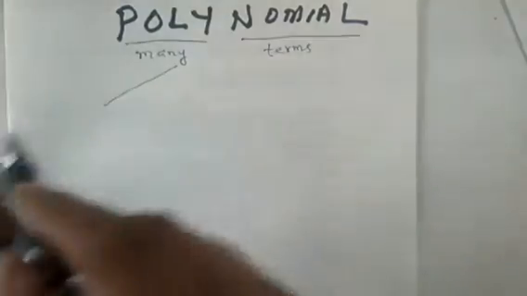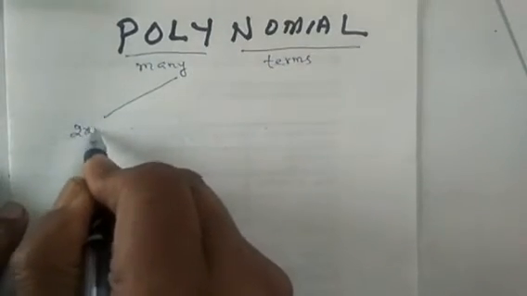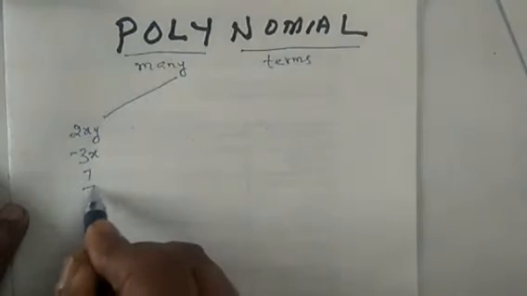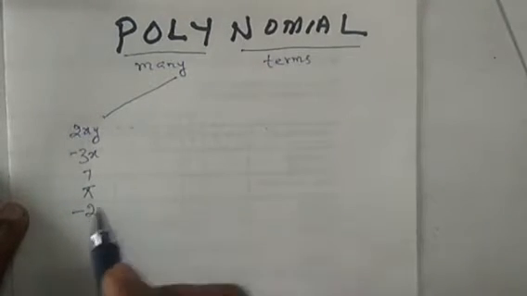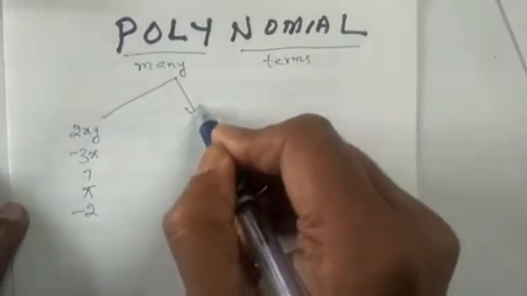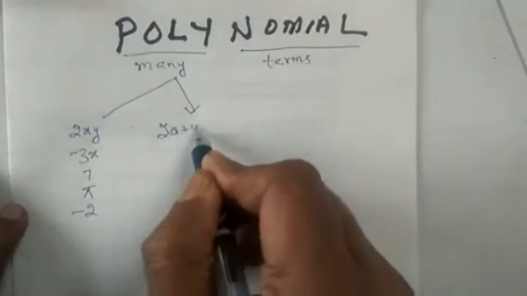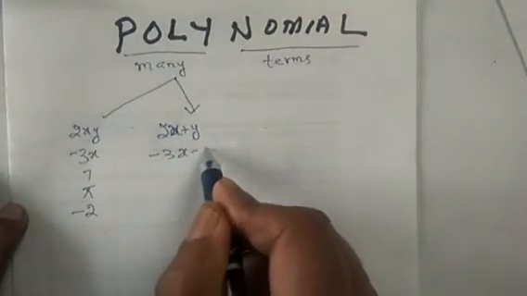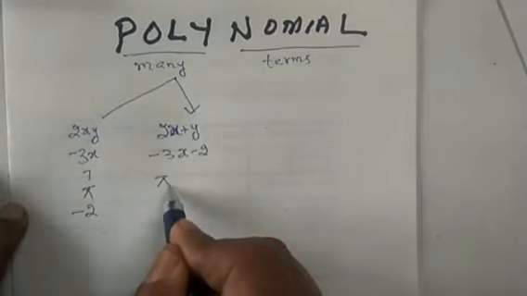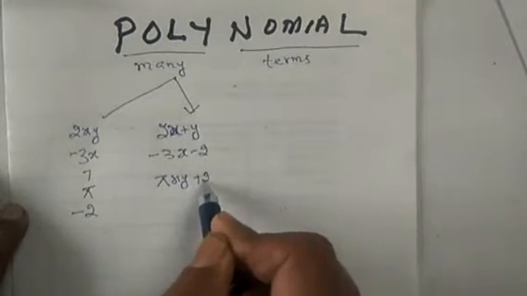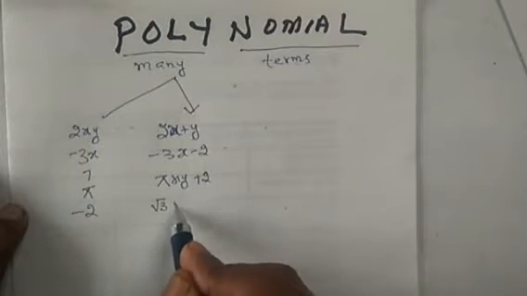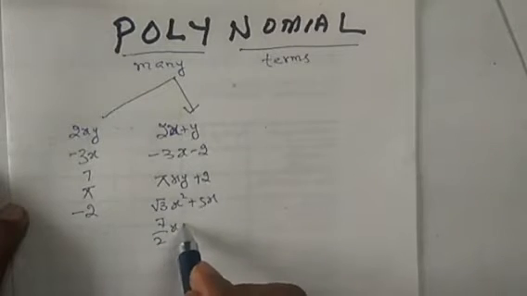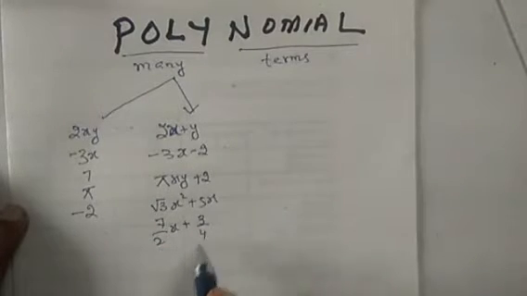Now I'll write something here. You just see, I'm writing 2xy minus 3x, 7, pi, again 2. Again here I'm writing 2x plus y minus 3x minus 2. Then again I may write pi xy plus 2. I may write root 3 x square plus 5x. I may write even like this, 7 by 2x plus 3 by 4.